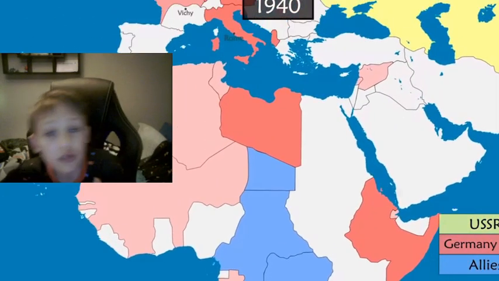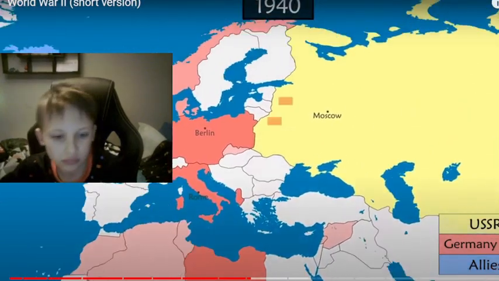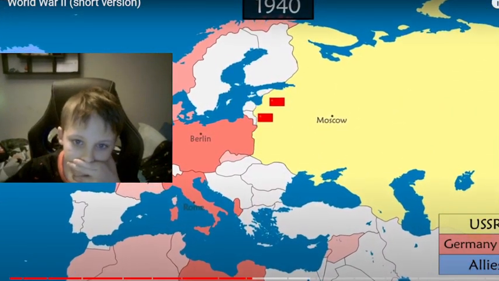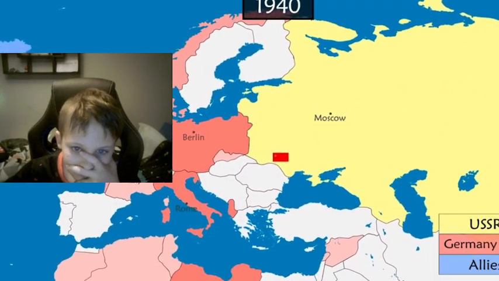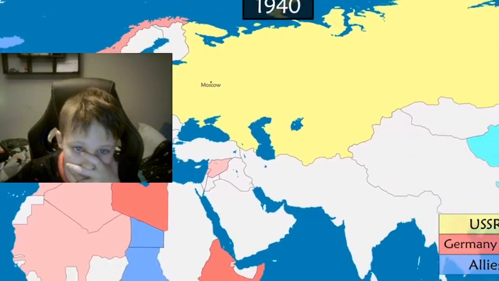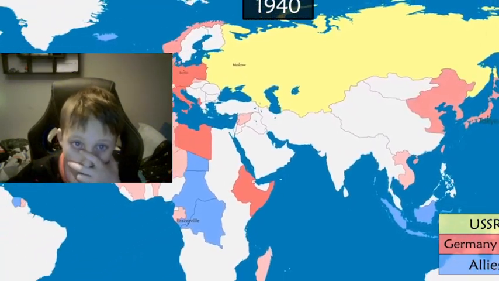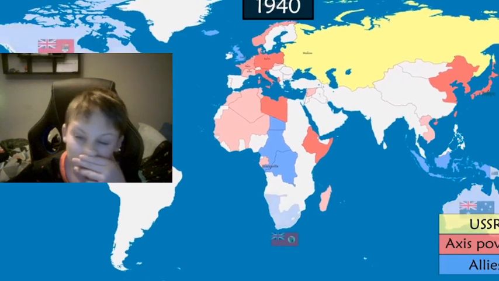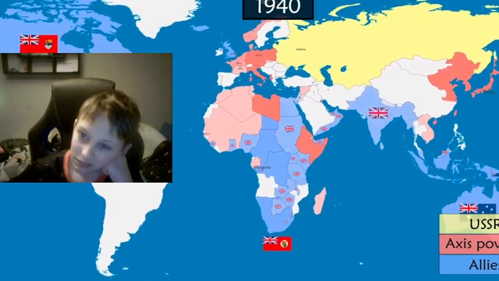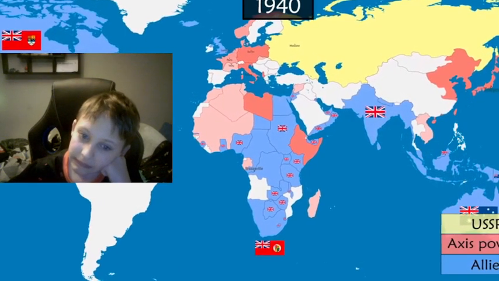Pursuant to the agreement signed with Germany, the Soviet Union seizes the Baltic states and a part of Romania. Germany, Italy, and Japan combine to form the Axis powers. All dominions and British colonies, with the exception of Ireland, enter the war.